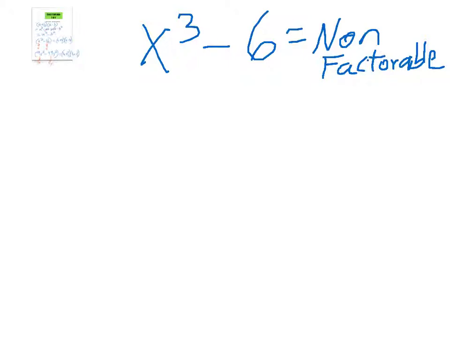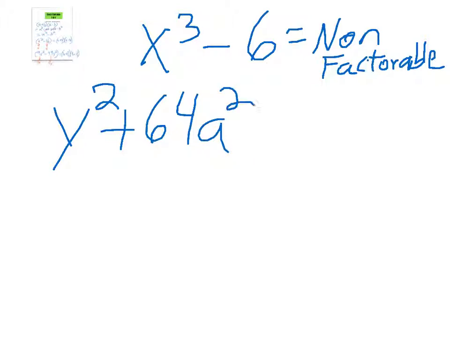Alright, let's look at another one. What about y squared plus 64a squared? Well, we certainly have plenty of squares there. Y squared is a perfect square, so is 64, and a squared. But this is the sum of two squares. If we were using imaginary numbers, I could show you how to factor that. But we don't in beginning algebra. So this one is also for us non-factorable over the integers.